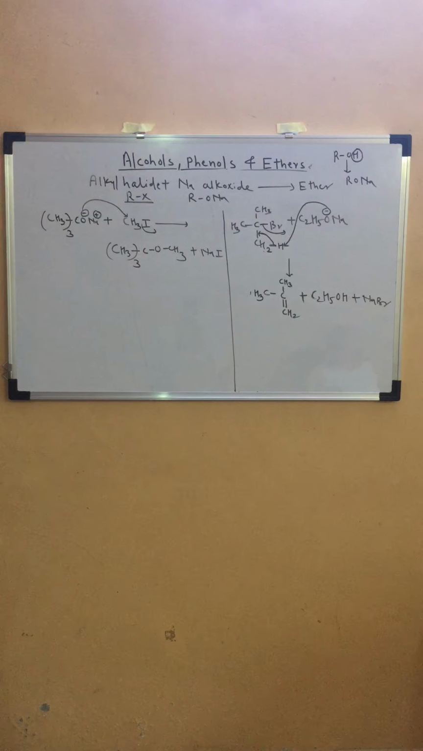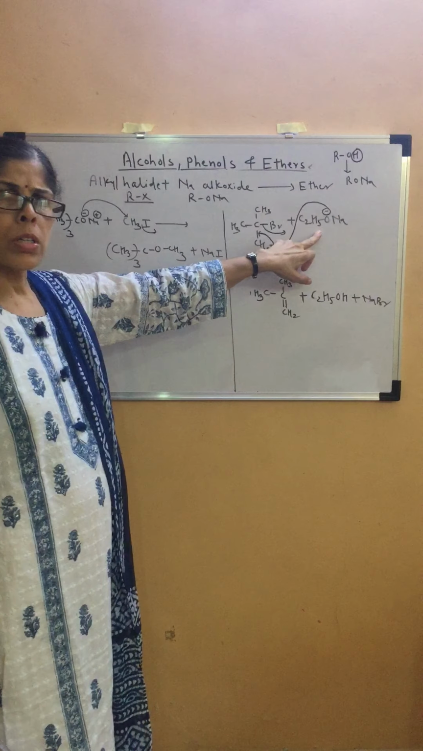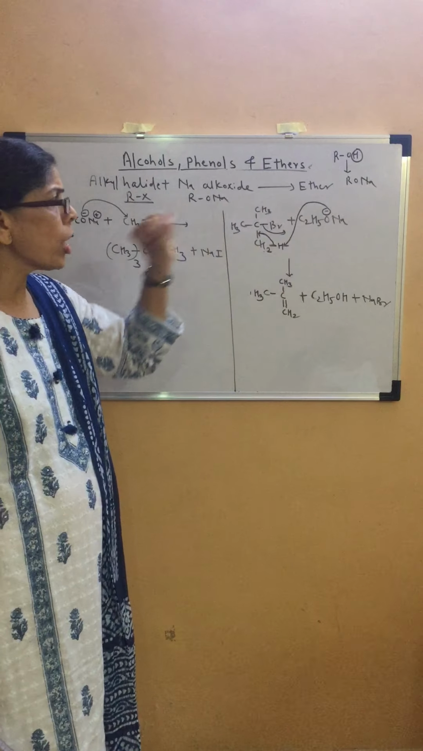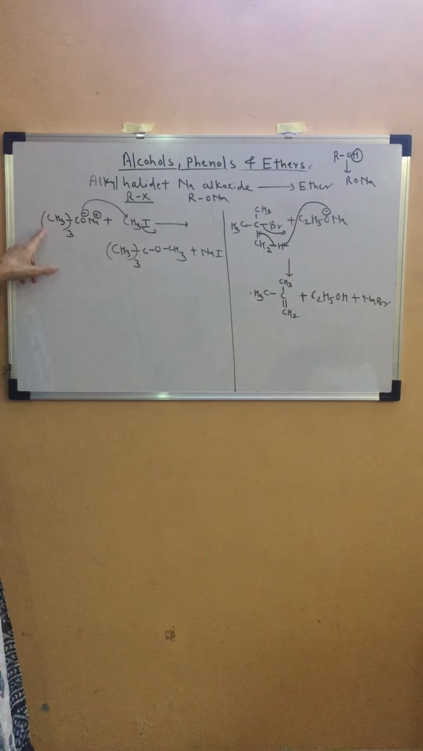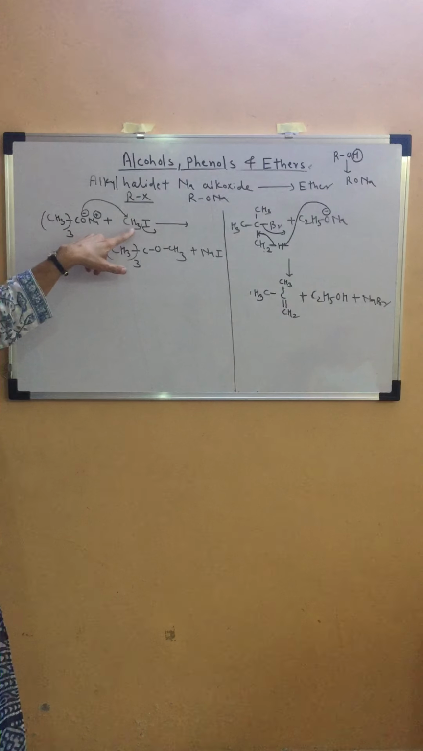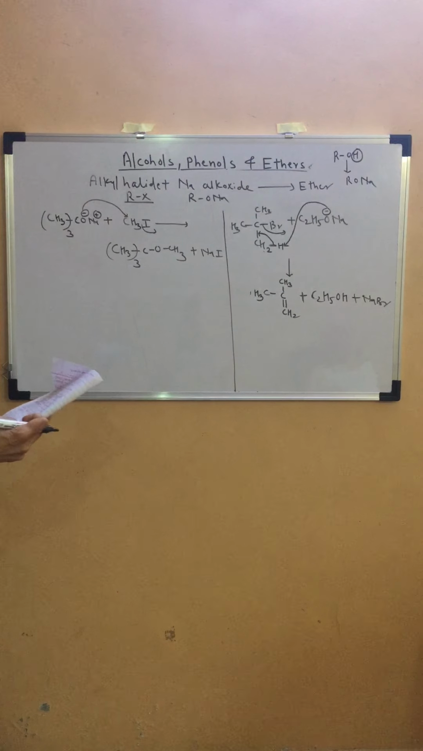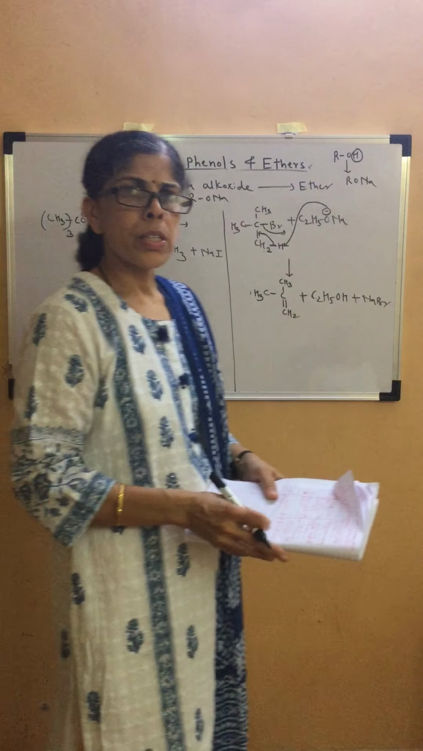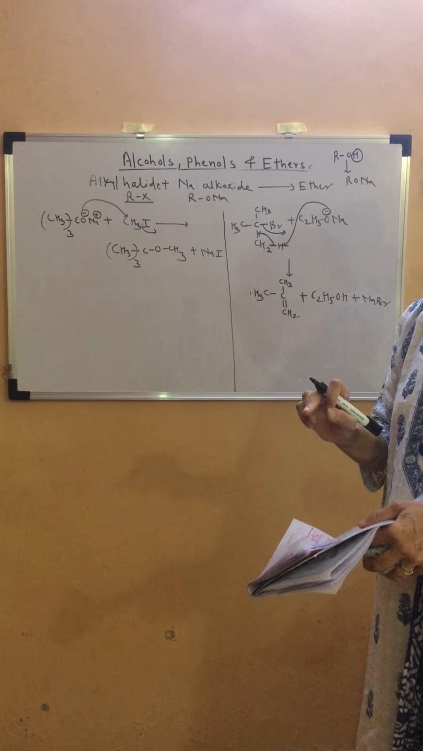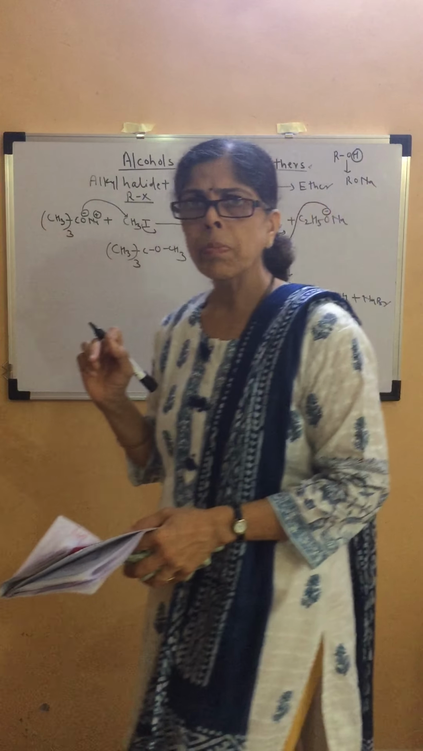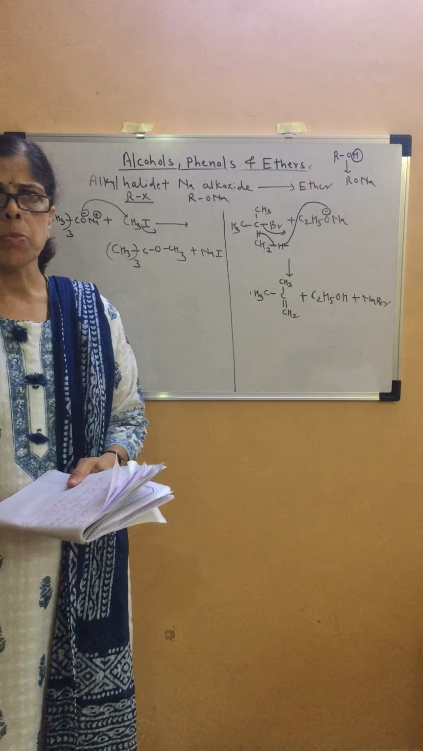Okay, so in Williamson synthesis, if you use tertiary alkyl halide and primary sodium alkoxide, we are not able to get ether because the reaction proceeds by SN2 mechanism. Instead of that, you have to take tertiary sodium alkoxide and primary alkyl halide. Okay. Aryl halides do not give Williamson synthesis. If you take aryl halide, we are not able to get ethers. Okay, so these are two methods of preparation of ethers: dehydration of alcohols and Williamson's synthesis, which proceeds by SN2 reaction mechanism.